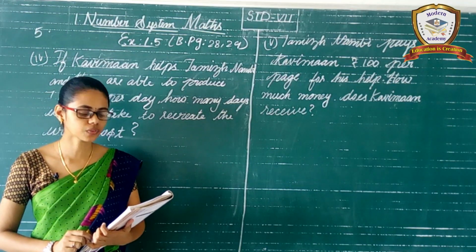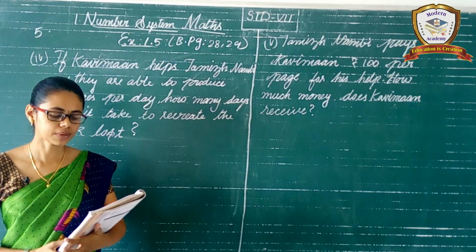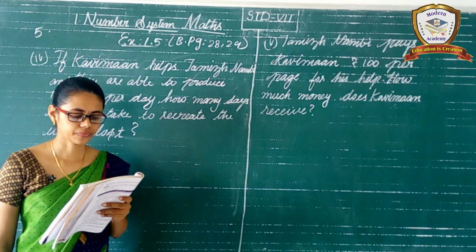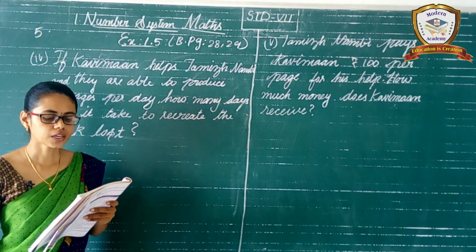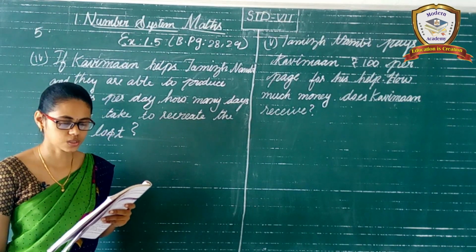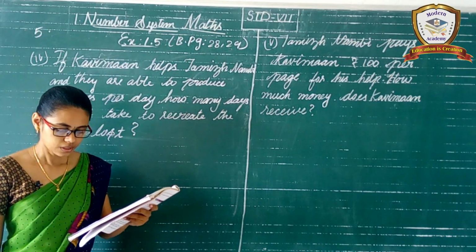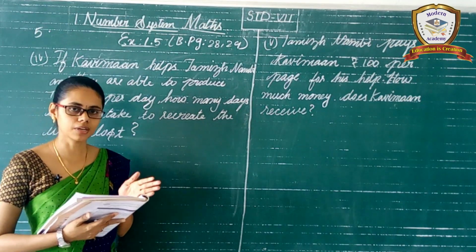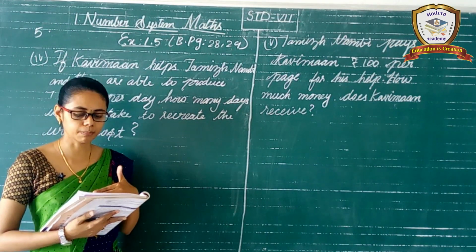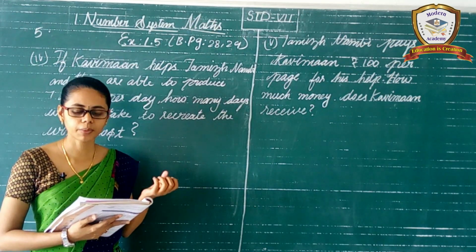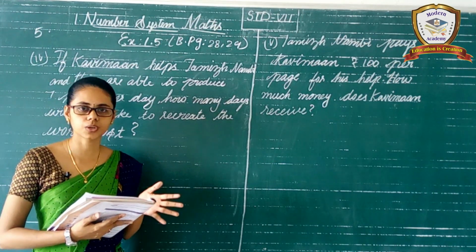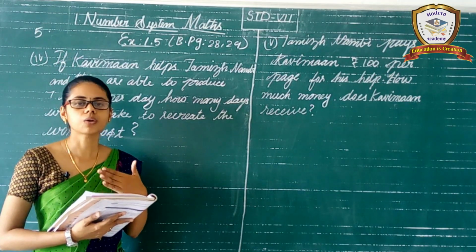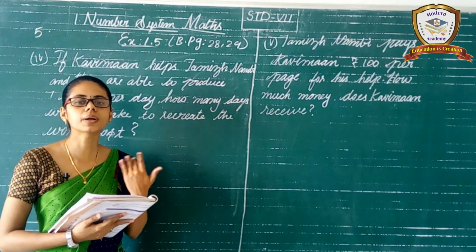Okay. Next, see the fourth one. If Kavimon helps Tamil Nambi and they are able to produce 7 pages per day, how many days will it take to recreate the work lost? So listen here. Book. Out of it, take book page number 29. Fourth question. Kavimon helps Tamil Nambi. They are able to produce 7 pages per day. Per day, how many pages produced? 7 pages. Means how many days will it take to recreate the work lost? We need to find the number of days.